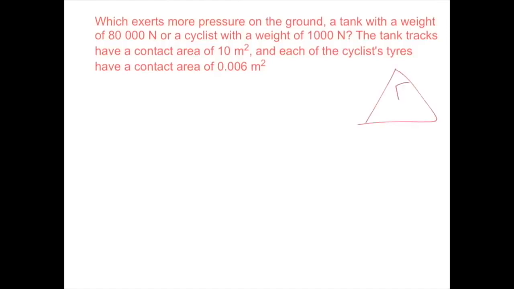So what you need to do is begin by drawing the triangle to help you sort out your formula. It looks like this: force at the top, then area, and then pressure. I'm obviously looking at the pressure, so I need the form of the equation, which is force over area. I'm going to start by looking at the tank. Its pressure will be its force, which is the 80,000 newtons. Why? Because weight and force have the same units.